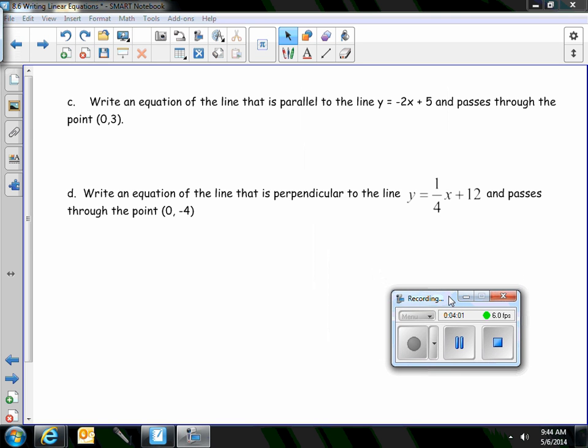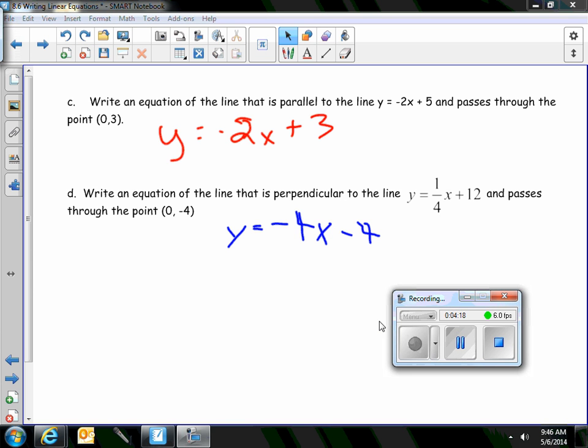C, write an equation of the line that is parallel to the line y is equal to negative 2x plus 5 and passes through the point (0, 3). And then on D, write an equation of the line that is perpendicular to the line y is equal to 1/4 x plus 12 and passes through the point (0, -4).